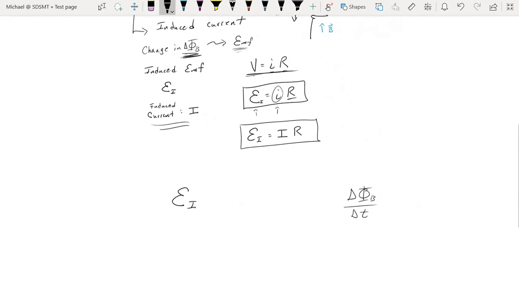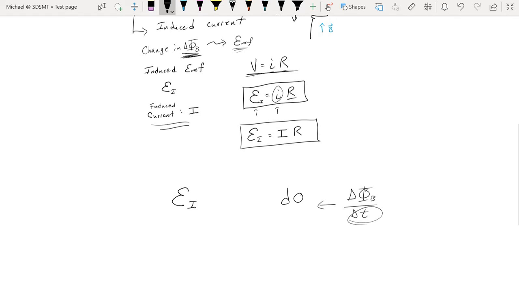But how long is the time interval going to be? Remember, delta t can be very small or it can be very large. And I would much rather have a more exact value of the amount of current that is passing through my circuit at any given time. And that means I need to get a more exact value of the EMF that is causing that current.